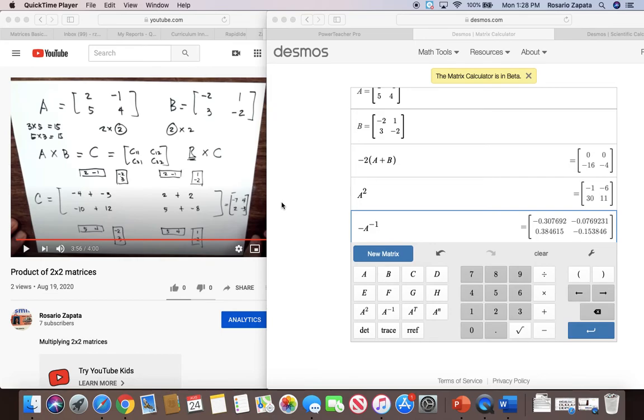That is why it is still important to know how to add, subtract, or multiply matrices using the manual method, because the matrix calculator is not programmed for variables. Even an ordinary calculator cannot do that. And that's it.